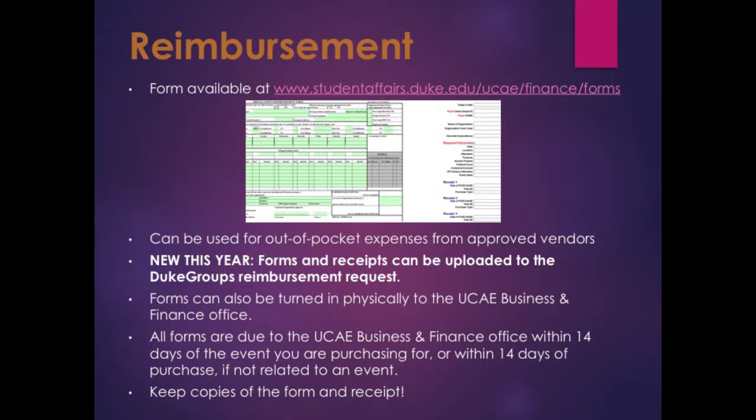Let's say you cannot wait 48 hours to make a purchase with the P-card, but you know the purchase is a valid use of funds and that your vendor is not on the prohibited list for Duke. This list can be found on the UCAE website. You, as a student, can make the purchase and be reimbursed. The reimbursement form can be found on the UCAE Business and Finance website and must be turned in within 2 weeks of either the event date or purchase date if the purchase is not related to an event.